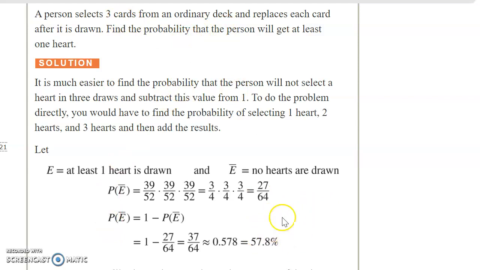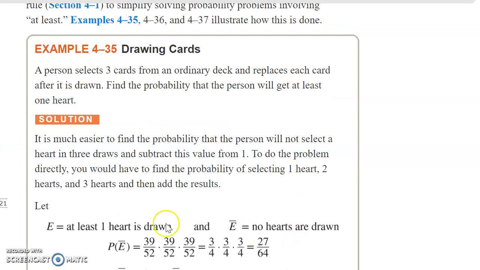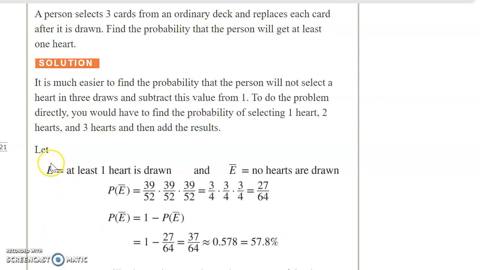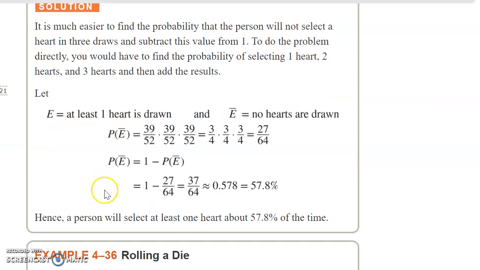Okay, so the concept here is that's too hard to figure out. So what we're going to do is say the event E that I'm looking for is at least 1 heart, and E bar is that no hearts are drawn. It's a lot easier to figure that out. If there's no hearts, that's 39 cards that are not hearts, the other suits, right? So 3 draws is 39 out of 52, 39 out of 52, 39 out of 52. Multiply all that out and it's 27 over 64. So the probability of E bar is 27 over 64.